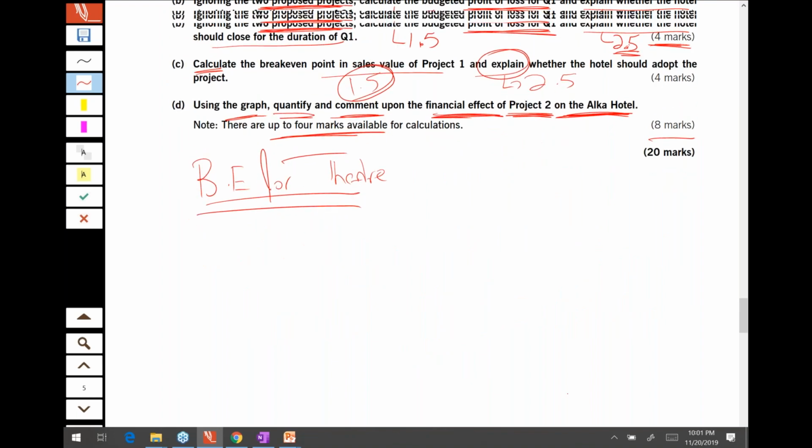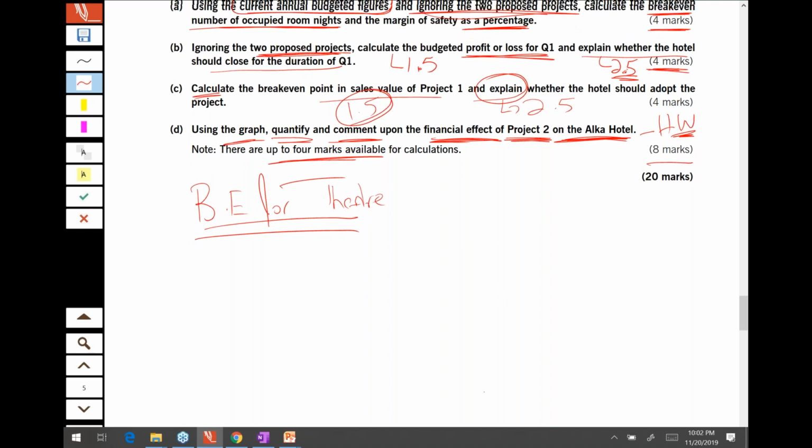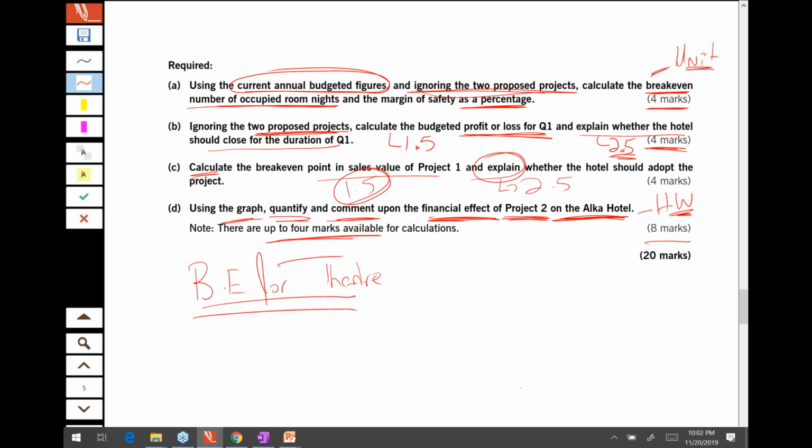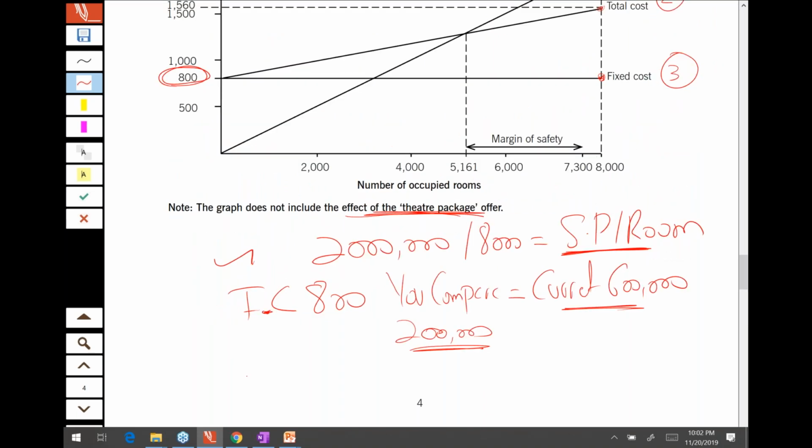So using the graph, quantify and comment upon the financial effect of project 2 on ACCA Hotel. You solve this from homework. I've given you just a quick idea of what you need to do, and the idea was very much clear: you can use these numbers to work out the selling price per unit after the restaurant, fixed cost after the restaurant, and compare with the current. So what actually do you have to do?